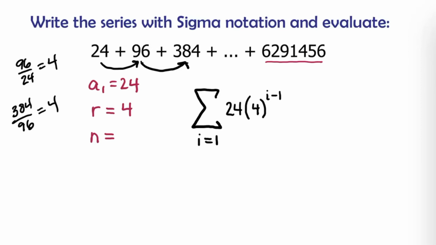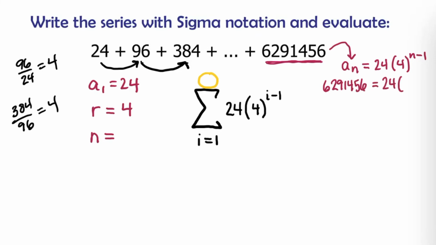Are you ready to figure out how many terms we're adding together? So here's a nice way to do this. This is really lovely. You know how our formula goes: a_n equals 24 times 4 to the n minus 1. So I just need to figure out, is this a12, a13? So I'm just going to plug that in. I know that that's some certain term. And I'm just going to use my algebra and solve that equation.